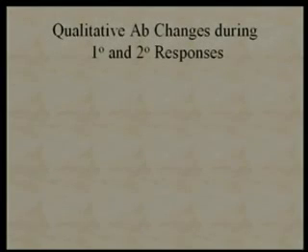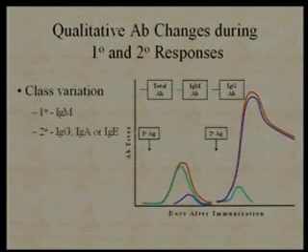In addition to the kinetic changes, there are qualitative differences in the primary versus the secondary response. So one thing, there's class variation. Now, instead of just looking at total antibody, what I've done here, the total antibody is in red. This is what you just saw. What we're going to ask is, what are the different classes of antibodies that are being produced? And what you see, after the primary response, the main antibody that is being made is IgM antibody. There is a little bit of IgG made later on in the response, but the characteristic antibody of the primary response is IgM antibody.